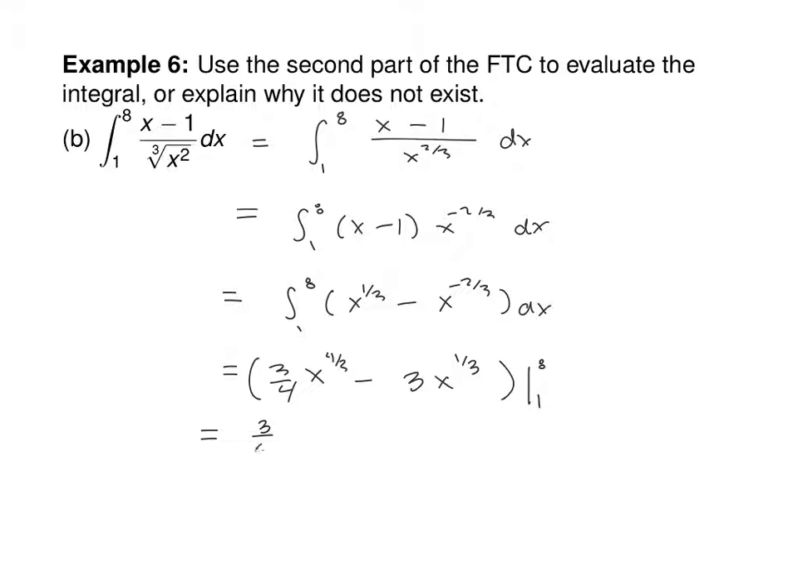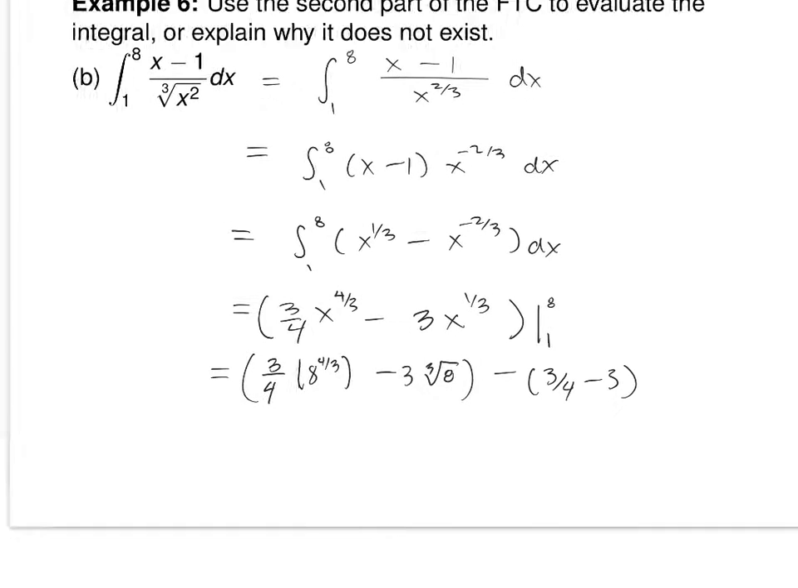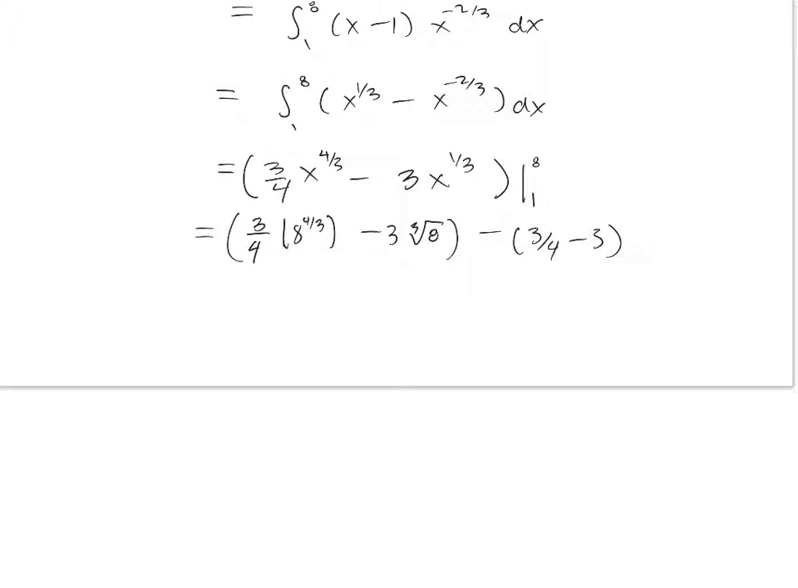Okay, so 3/4 times 8 to the 4/3 minus 3 times the cube root of 8, minus 3/4 minus 3. So plugging in 1 just gives us those coefficients. I think we've already worked out 8 to the 4/3 at least once today, right? 16. Okay, so 3/4 times 16 minus 3 times 2, right? Minus 3/4 plus 3.